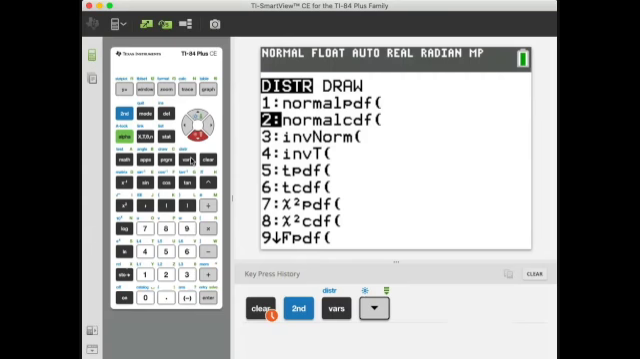We're going to use normal CDF because we do want a range of values. We want to know the probability of being between 60 and 75. That's a range. It's CDF. We're always going to be doing ranges. So we're going to hit normal CDF.